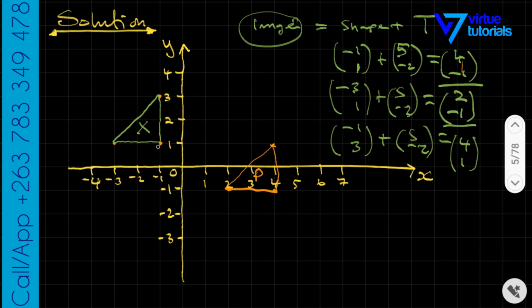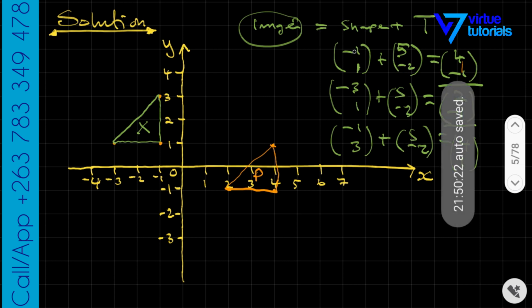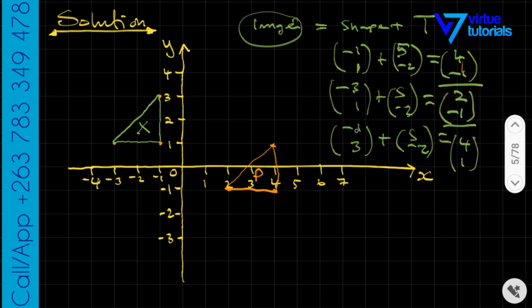So if you are given a shape and you're given the translation vector and you're asked to find the image, you can find the coordinates of the vertices of the image by simply adding the translation vector to the vertices of the original shape, and then you get your result for the image there.